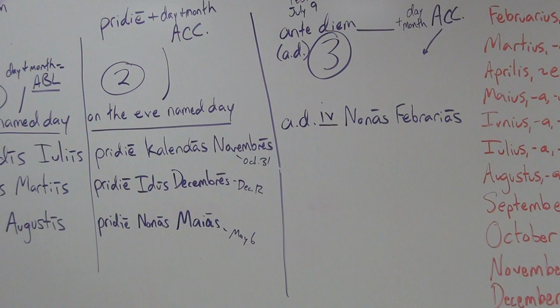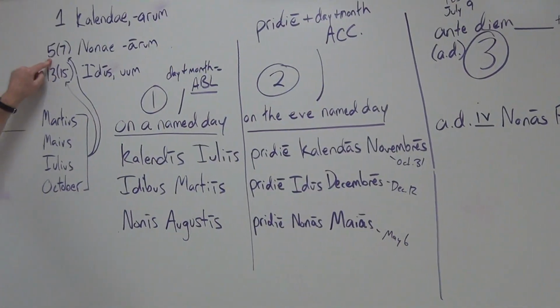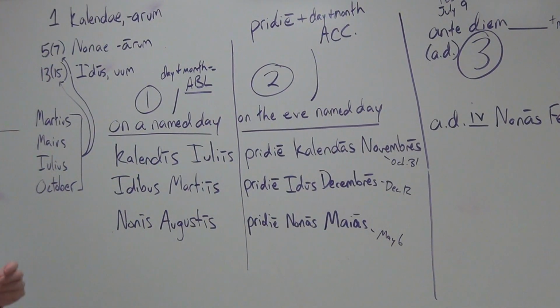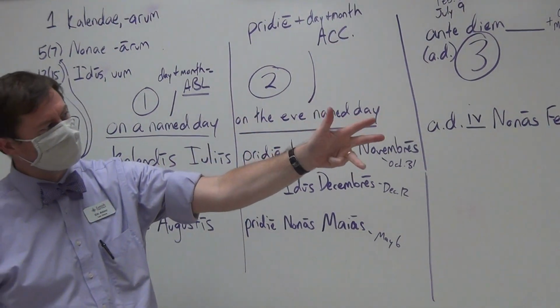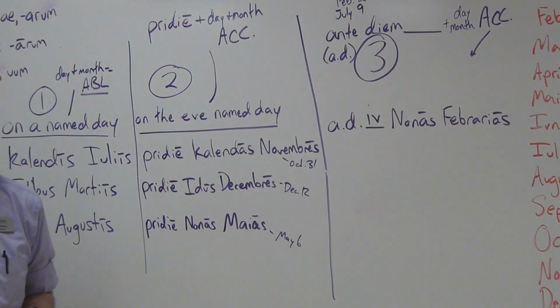What are the February nones? That's the 5th. So what's the 4th day before the nones? 5, 4, 3, 2. That date right there is February 2nd.